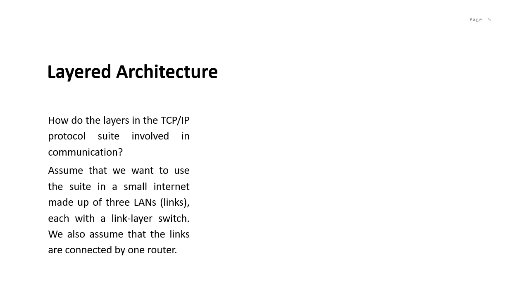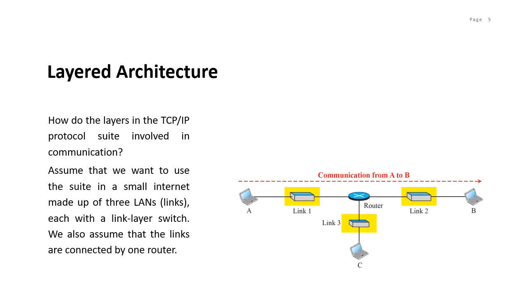Okay, now we are going to see how the layers in the TCP/IP protocol suite are involved in communication between 2 hosts, in this case A and B. Let's assume that we want to use the suite in a small internet made up of 3 LANs or links, each with a link layer switch. And then we also assume that the links are connected by one router. Let us assume that computer A communicates with computer B.